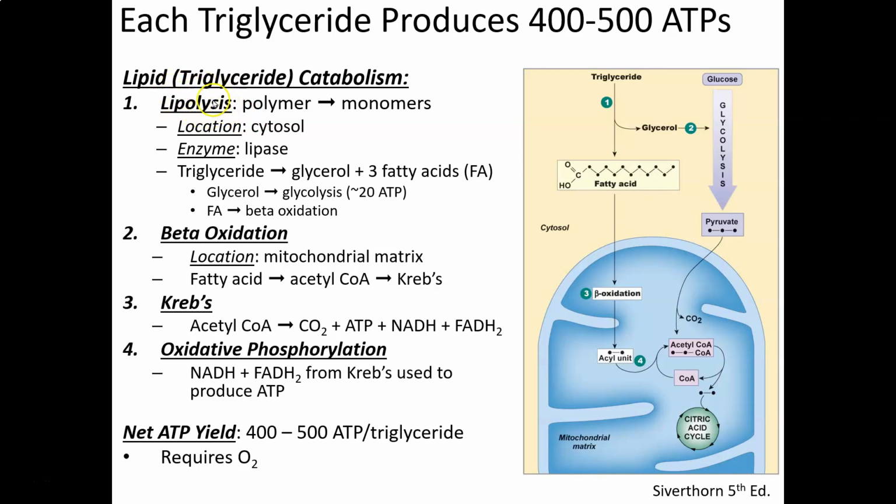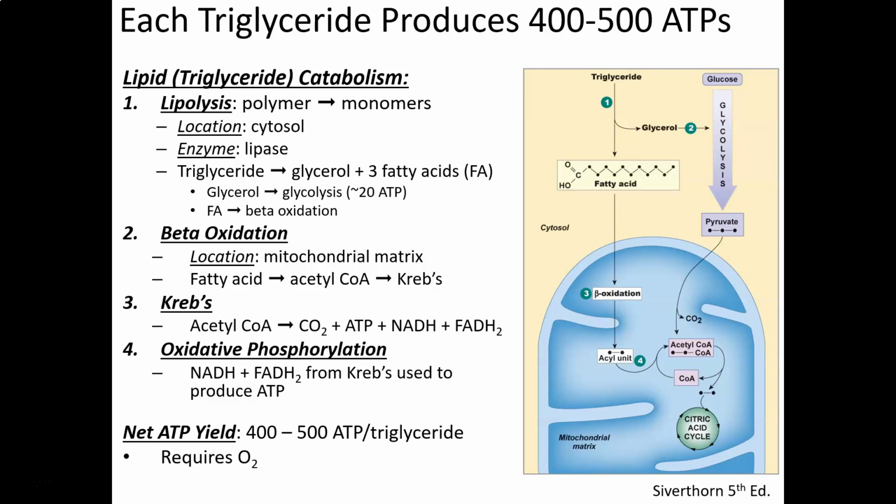We store our lipids as triglycerides in our adipose tissue. And so the first thing is we have to take the triglyceride and break it down. We use an enzyme called lipase, and that happens in the cytosol. And lipolysis is when we take the triglyceride and break it down into a glycerol plus 3 fatty acids. And remember, fatty acids are these long, typically even number carbon chains that are made up mostly of methyl groups with a carboxyl group at the end.